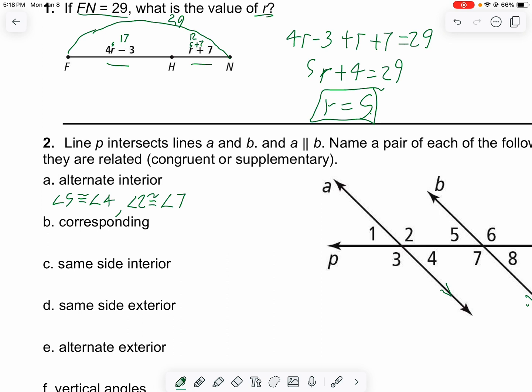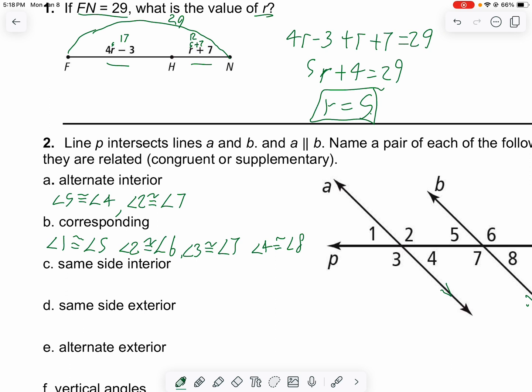Corresponding angles, there are 4 sets here, and they're in the same position. Angle 1 is congruent to angle 5. Angle 2 is congruent to angle 6. Angle 3 is congruent to angle 7. And angle 4 is congruent to angle 8.